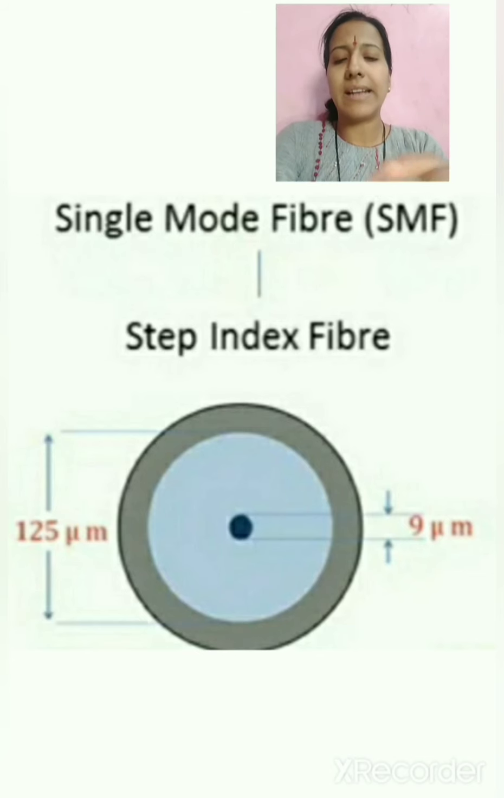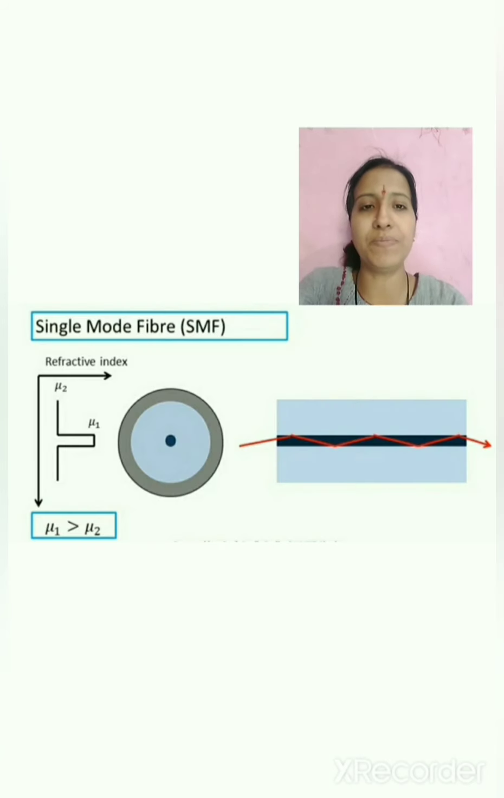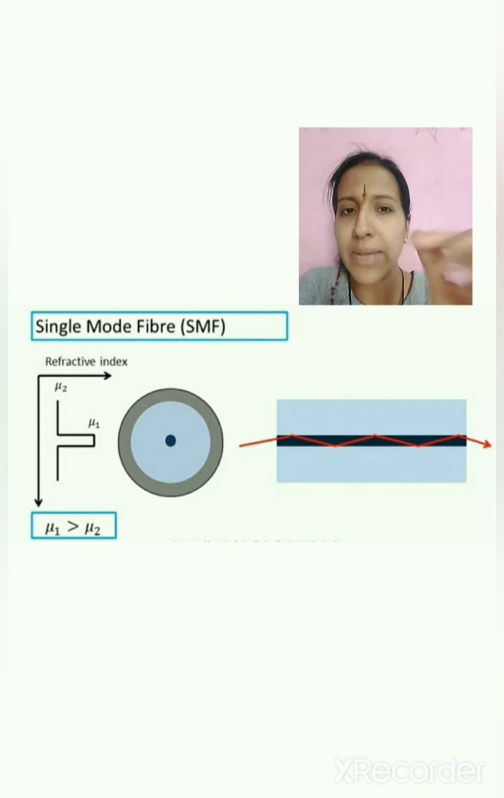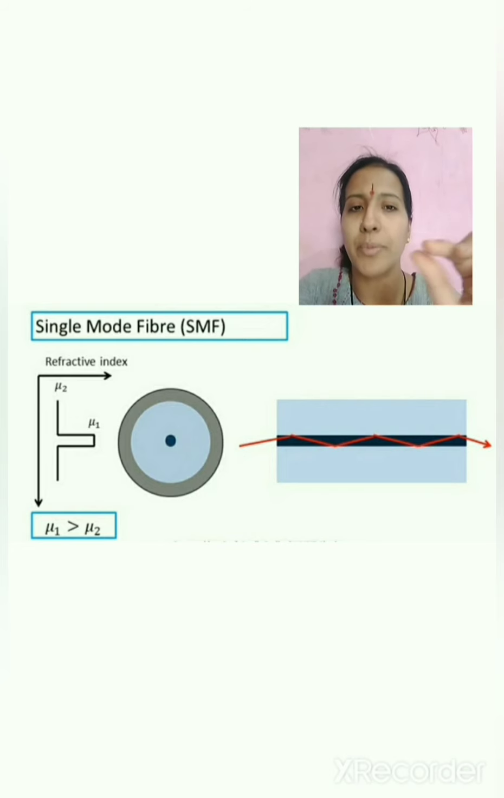Next, its cladding is quite larger in diameter, of the order of 125 micrometers. This is about the core cladding construction. You see, this is the diagram. On the right side, we are observing one small optical fiber whose core is narrow in diameter. Hence, this allows only one light ray propagation.